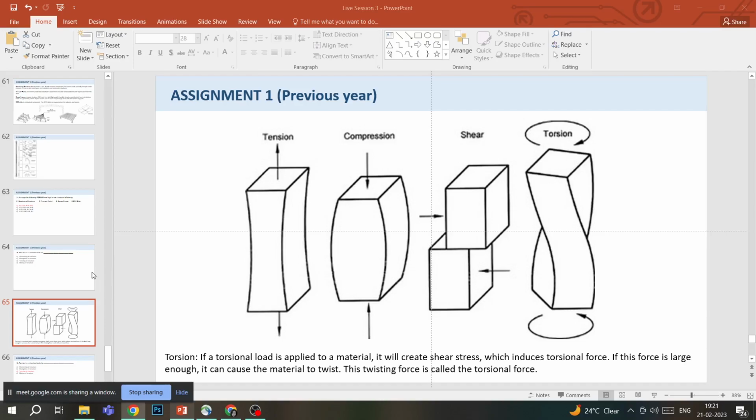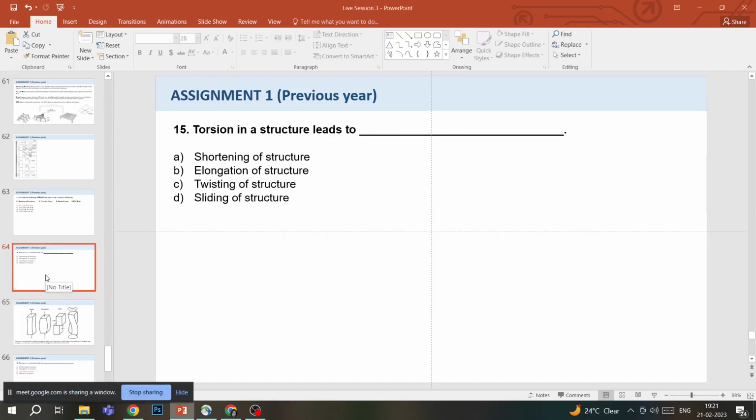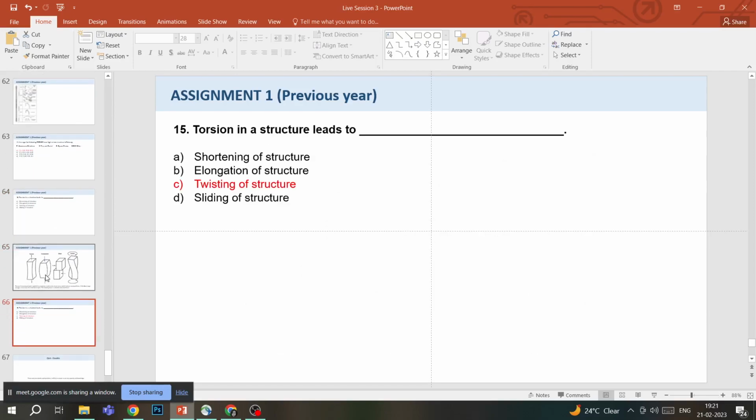So yeah, what does torsion do? Coming back to our question, torsion leads to twisting of the structure. So the answer would be C, twisting of the structure.